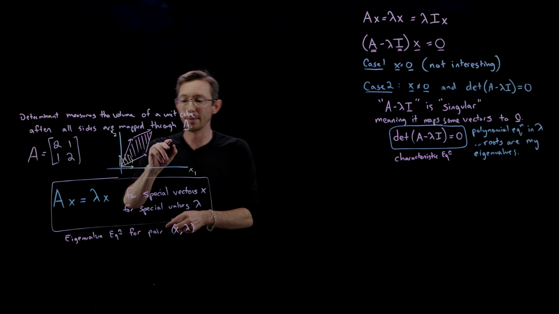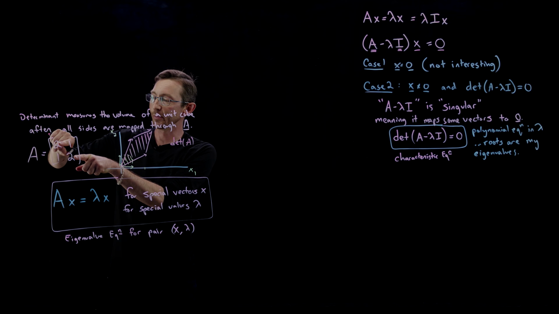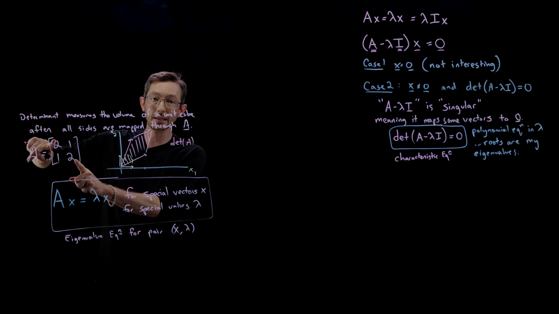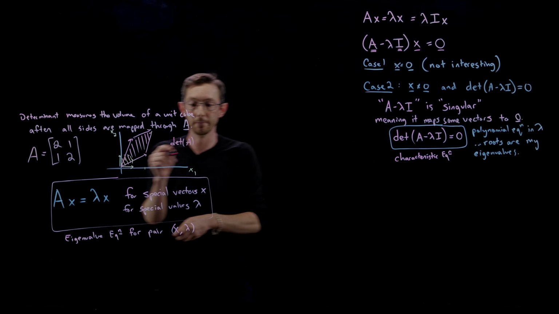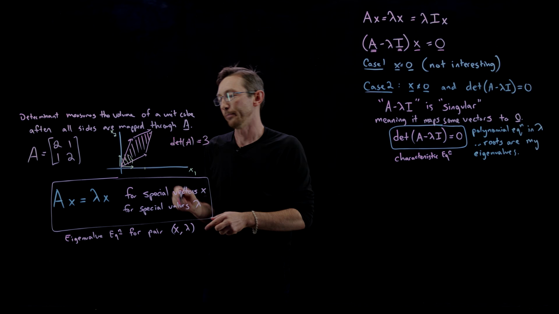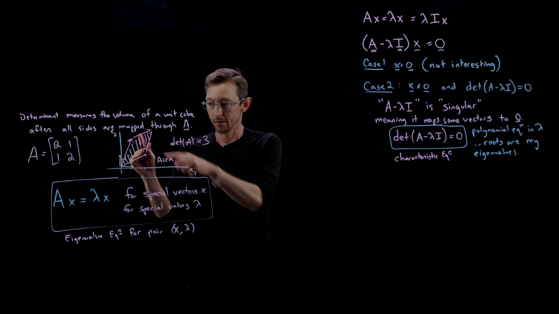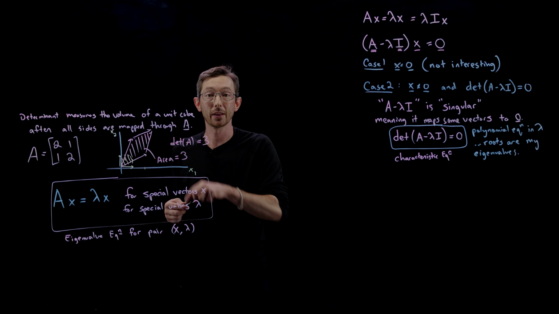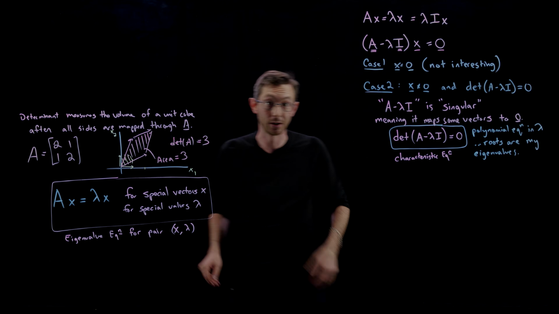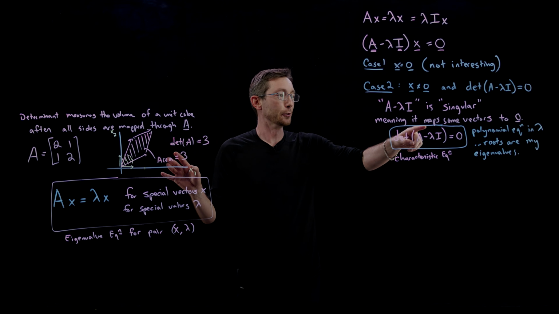And for a 2 by 2 matrix like this, the determinant of A is going to be the product of the first main diagonal minus the product of the second diagonal. So that's 4 minus 1 equals 3. So the area of this pink parallelogram is equal to 3. It's equal to the determinant of this A matrix.